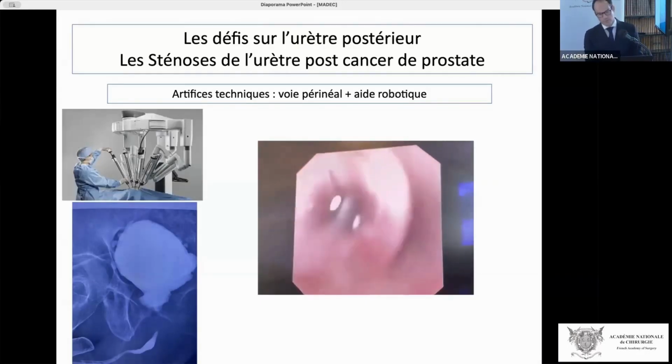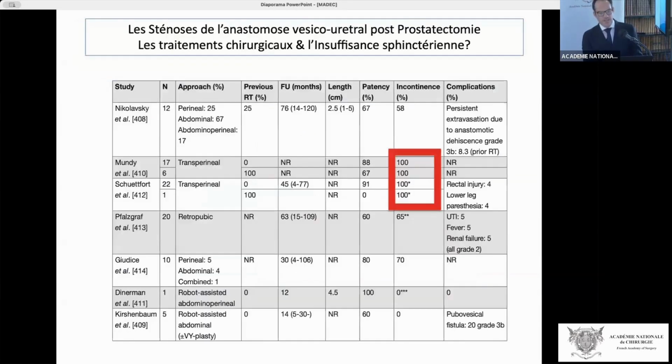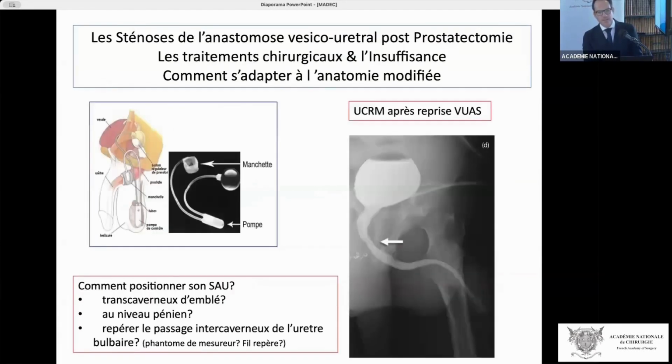And so for managing incontinence, obviously the only option is the placement of an artificial urinary sphincter. An artificial urinary sphincter, which is still technical to place because we have the bulbar urethra, which has changed in its anatomy. And here we can see very clearly that it no longer has the angulation seen on a normal urethra. And so we're going to place these urinary sphincters in a transcavernous position in these patients.